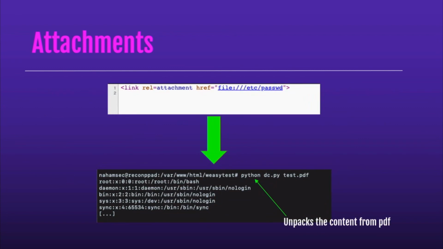So you can actually see here, just using that rel attachment, this Python script just unpacks it straight from the PDF, and boom, you have Etsy password.